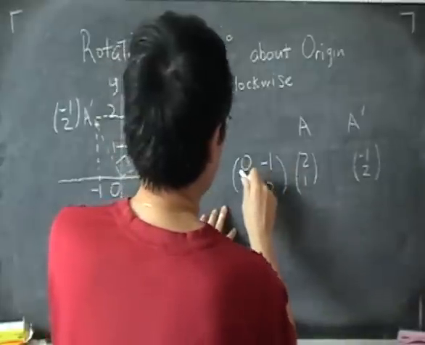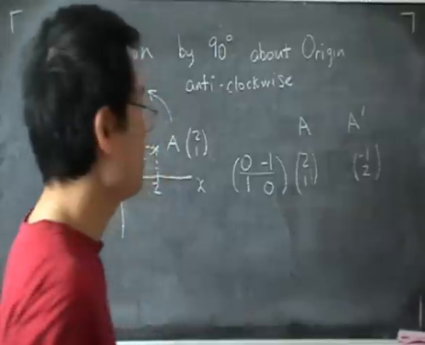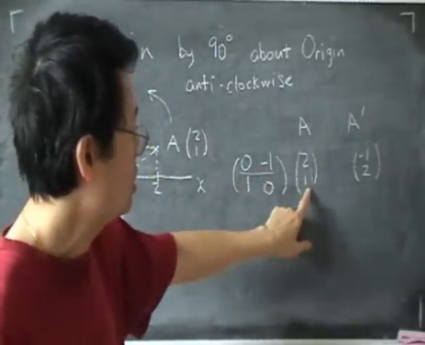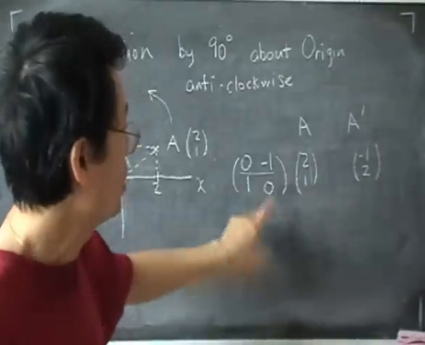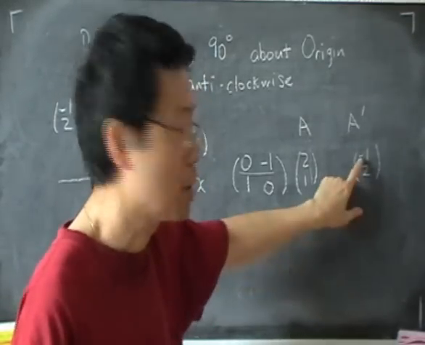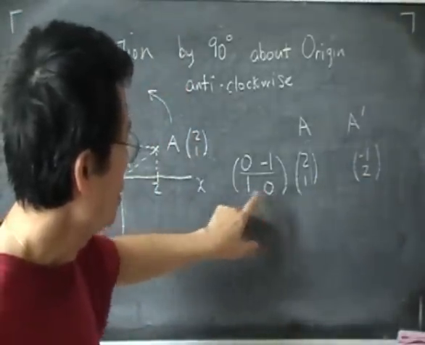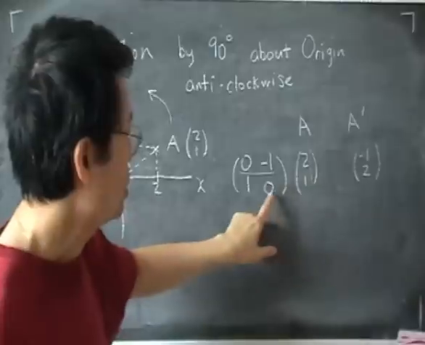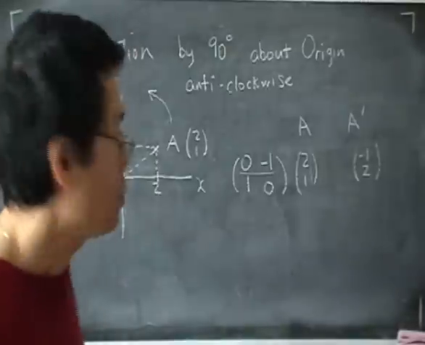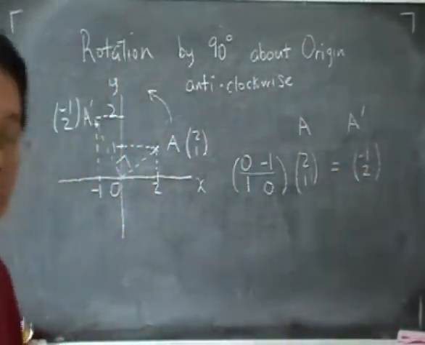So let's do it. First row, first column. 0 times 2 is 0, and minus 1 times 1 is minus 1. So 0 minus 1 gives minus 1, which is correct. Second row, 1 times 2 is 2, plus 0 times 1 is 0. So 2 plus 0 is 2. Therefore, we get the right answer using this multiplication.